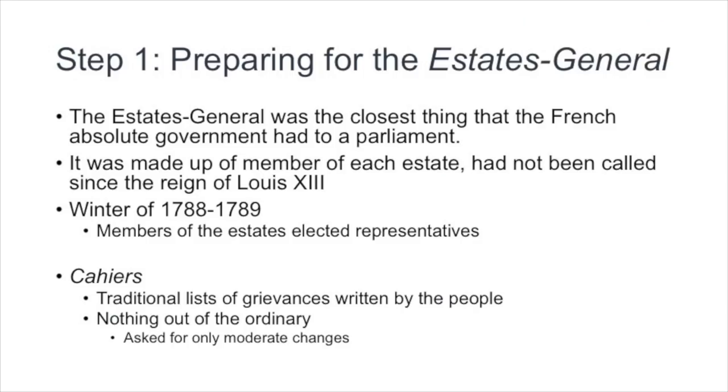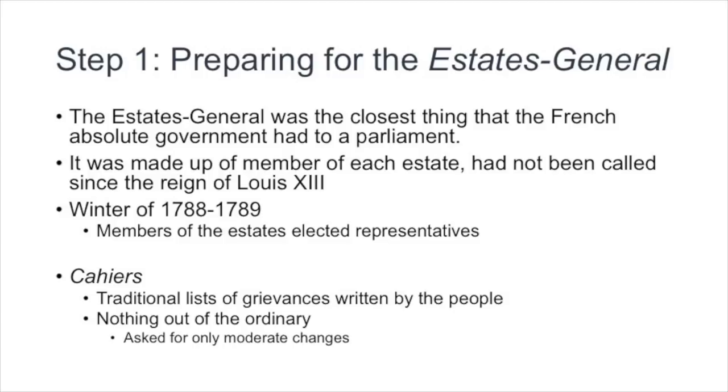So to deal with the economic and social problems that were in France, Louis XVI called the Estates General. The Estates General was the closest thing that the French government had to a parliament, although it had not been called since the reign of Louis XIII in 1614. So, in the winter of 1788 and 1789, members of the Estates General were elected from each one of the estates: your first estate, your second estate, and your third estate.